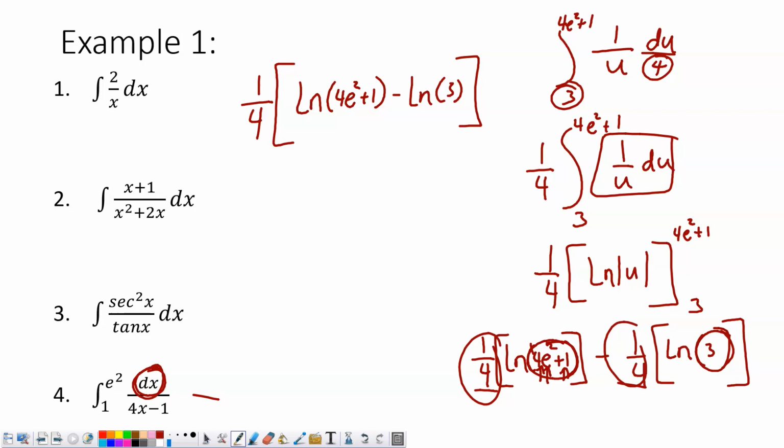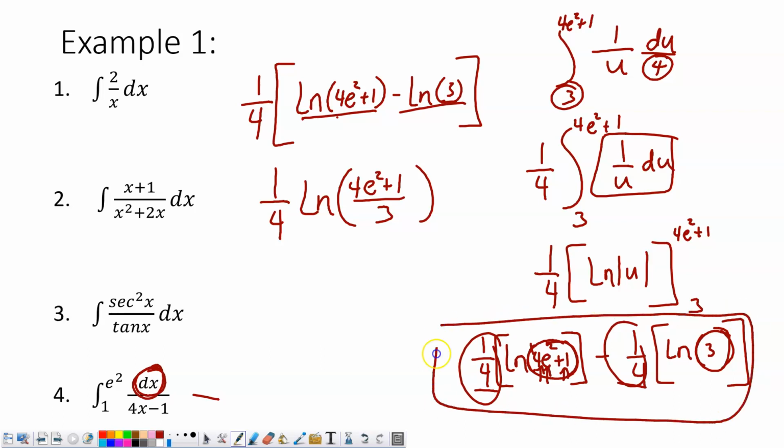Why did I do that? Well, because there's a rule about logarithms. When you have 2 logs that are being subtracted, you can actually combine them into a single logarithm, where the first one is being divided by the second one's argument. There you go. So that's another. So even though this is a perfect answer, and you can stop there if you want to, we can also do this.